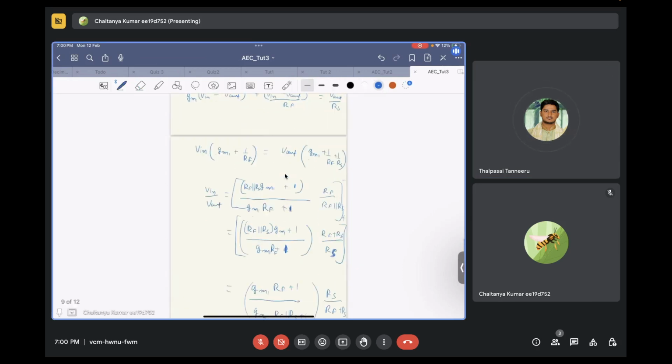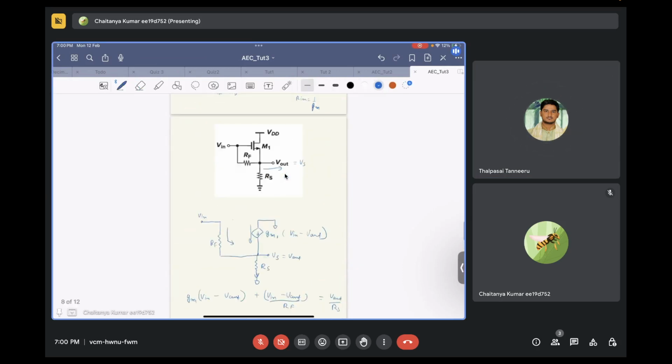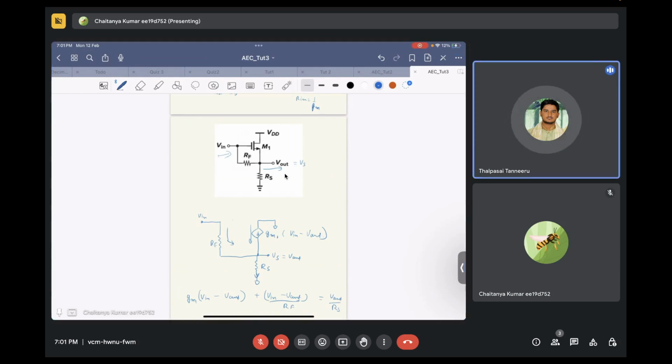Now, let's say you need to find the looking in impedance from over here, and your GM is infinite. Can you quickly tell what will be the looking in impedance, based on what we discussed on Friday? What did we discuss on Friday for the circuits where we have current control? Yes, sir, we get negative feedback as GM tends to infinity.